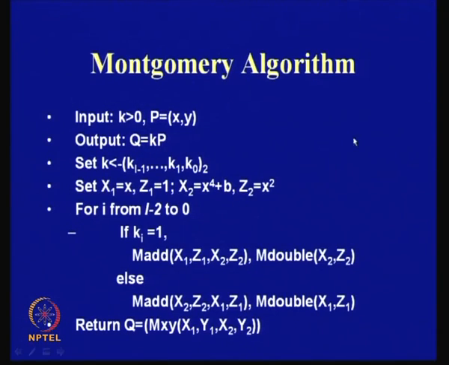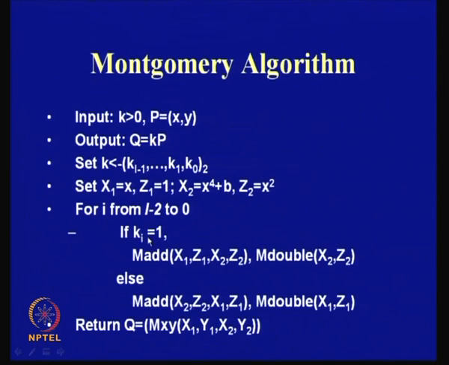Okay. So, if you convert this entire system into projective coordinates, this is how Montgomery's algorithm looks. Okay. So, here you see that you have set x 1 as small x, z 1 as 1, and x 2 as x to the power of 4 plus b and z 2 as x square. Okay. So, you see that x 2 and z 2 are storing the double point and here x 1, z 1 is storing the single point.